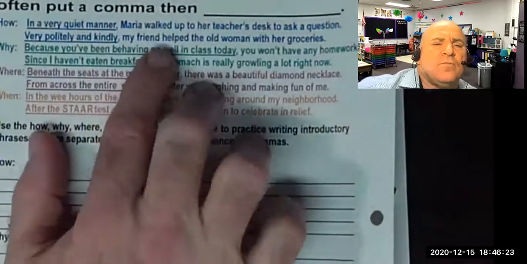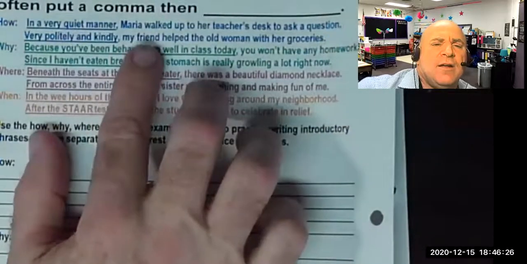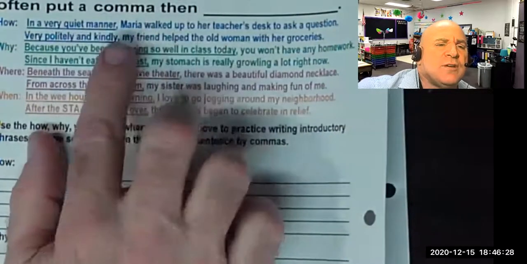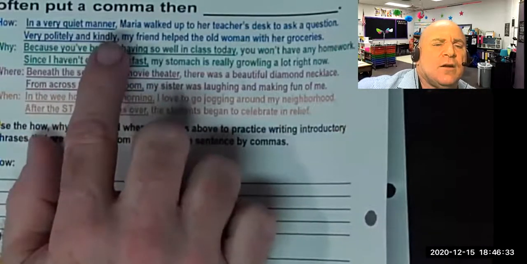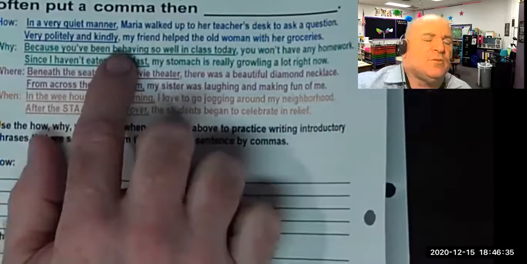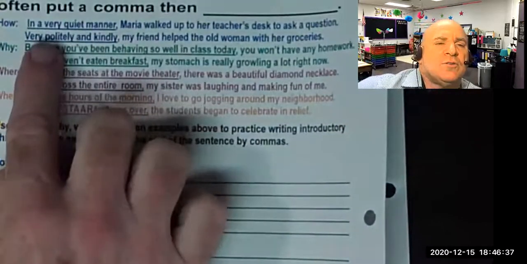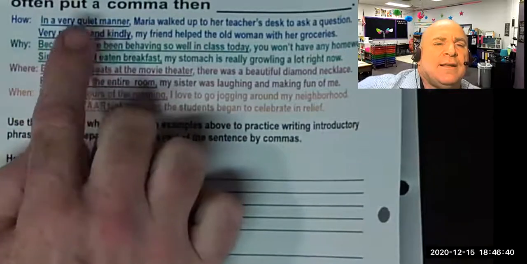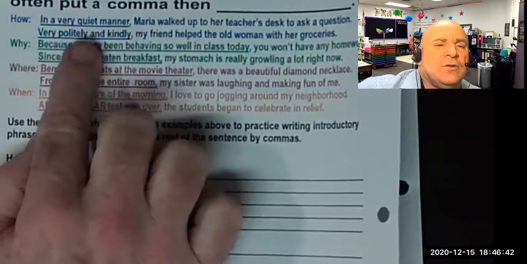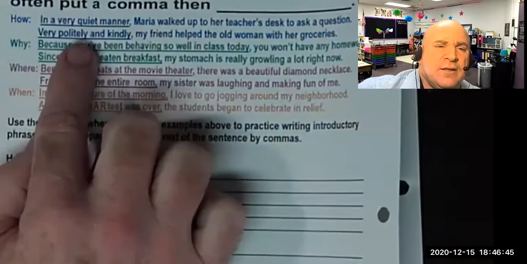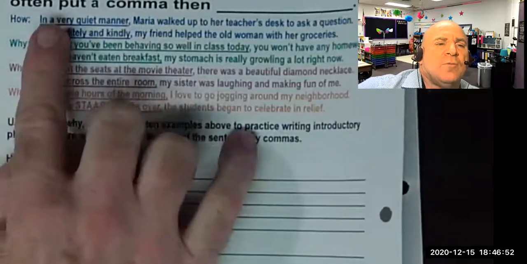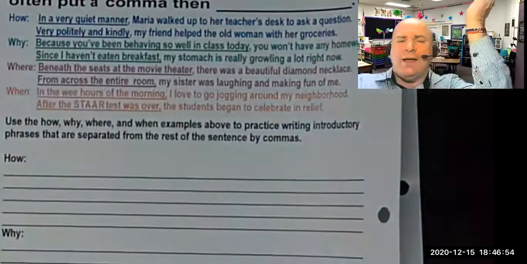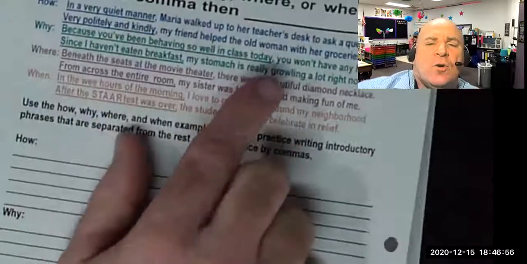Okay. Second how. We normally said it, my friend helped the old woman with her groceries very politely and kindly, then you wouldn't necessarily need a comma. But when you start with how, very politely and kindly, 2 different ways that she did it, because it's 4 words or more, then you would separate it with a comma. To start with how. To start with why, let's find out why.